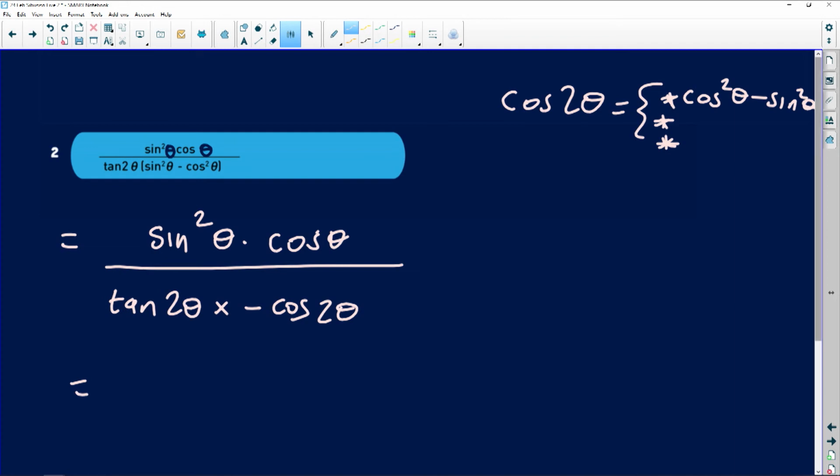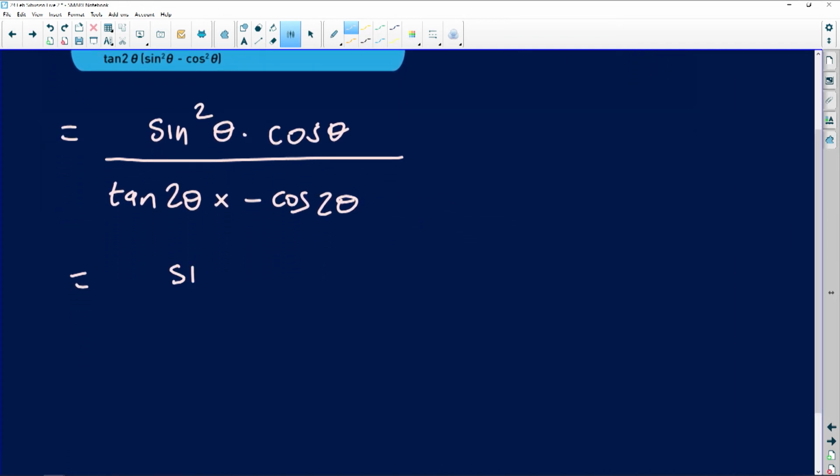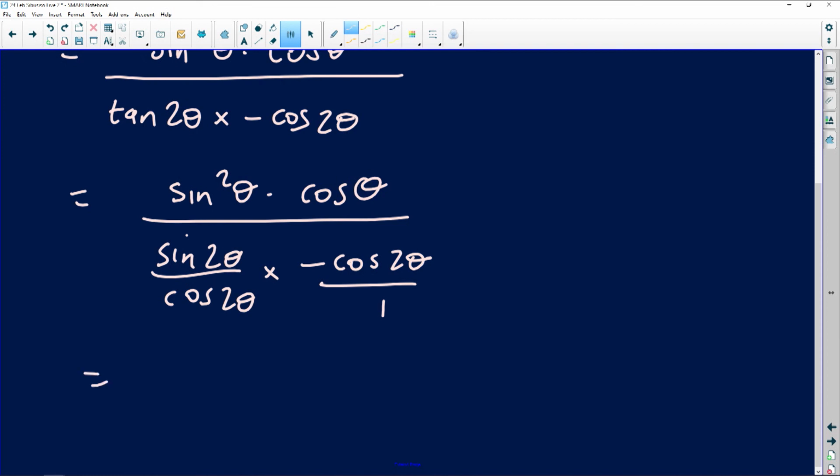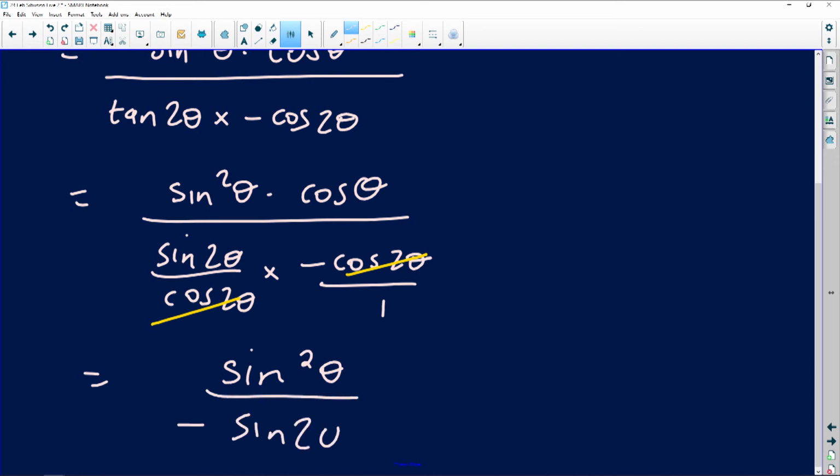Right. So let's see what will happen if you continue trying to simplify this further. On the numerator, I've got that sine squared theta times cos theta right there, right? Sine squared theta times cos theta divided by. Now, tan 2 theta is simply sine 2 theta divided by cos 2 theta times this, which is actually negative cos 2 theta divided by 1, right? So when you simplify this further, you're going to notice that the double angle of cosine cancels the double angle of cosine. You're left with negative on the denominator there. So this is simply going to amount to something very useful. It's going to just be sine squared theta divided by negative sine 2 theta. And then we're left again on the top with cos theta there. Very, very simple stuff, right?